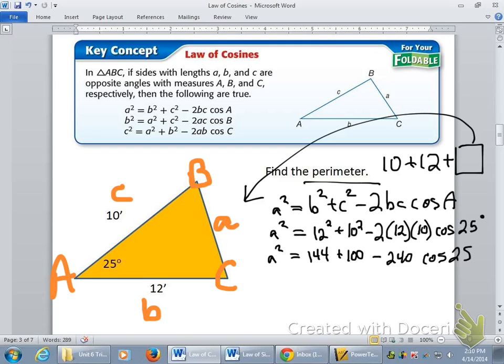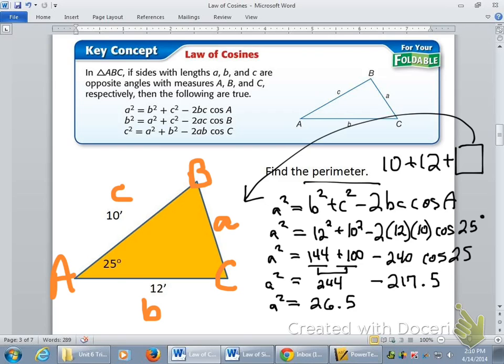What can you do next? Okay. I actually have two different things I could do at the same time because one doesn't affect the other. But order of operations, I've got to multiply, right? 240 times cosine 25. So that's going to be something minus, what's 240 times cosine 25? Yes. Okay, so you're right. It's going to be 217.5. And at the same time, I can add these up now. 144 and 100 is going to be 244. So a squared is going to equal 244 minus 217.5. Well, I can definitely do that now.